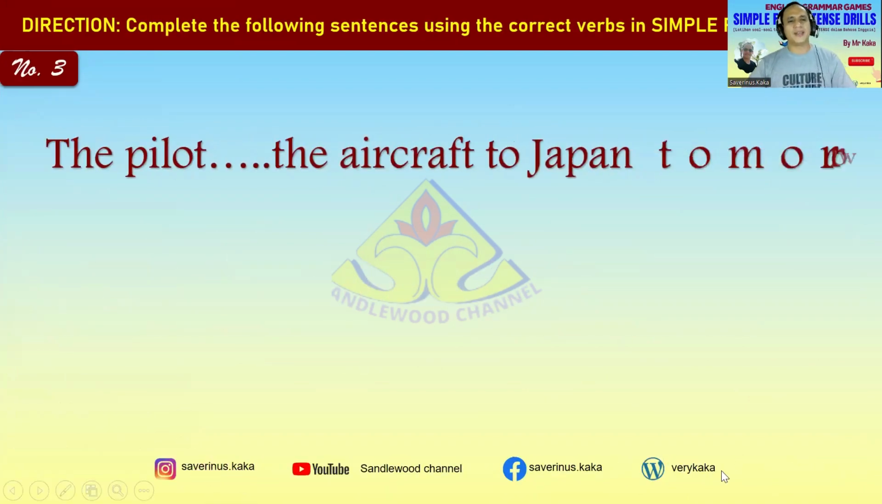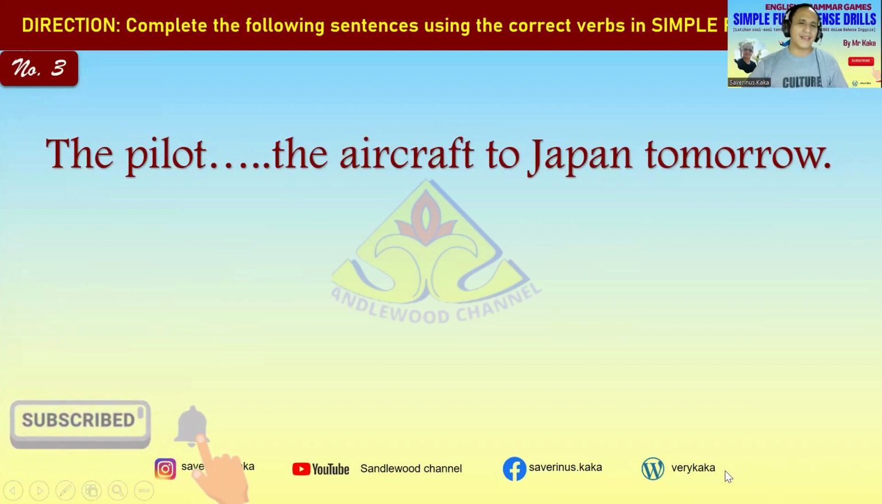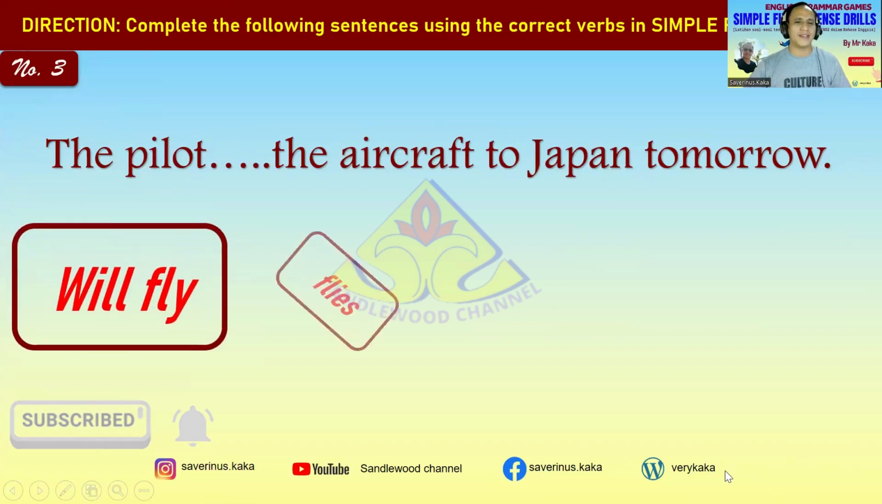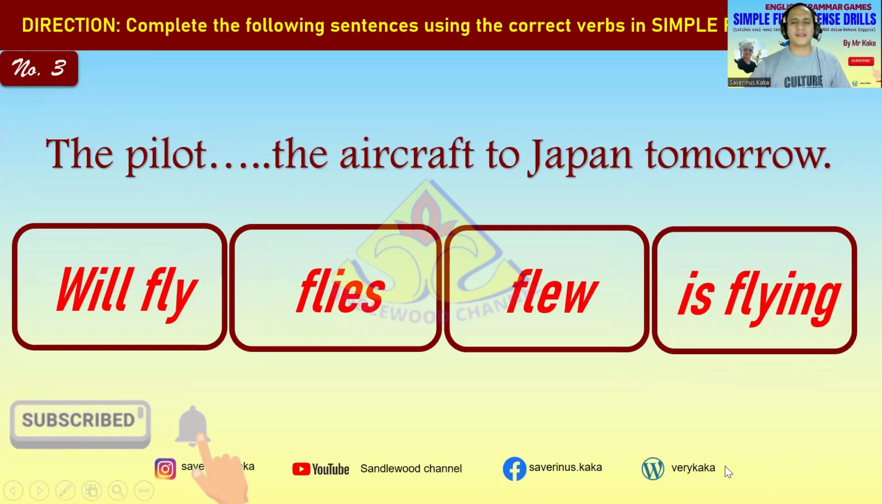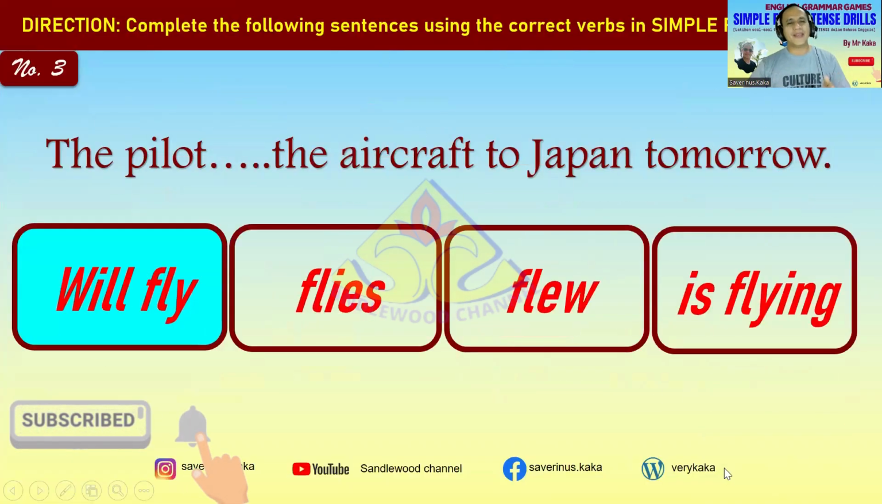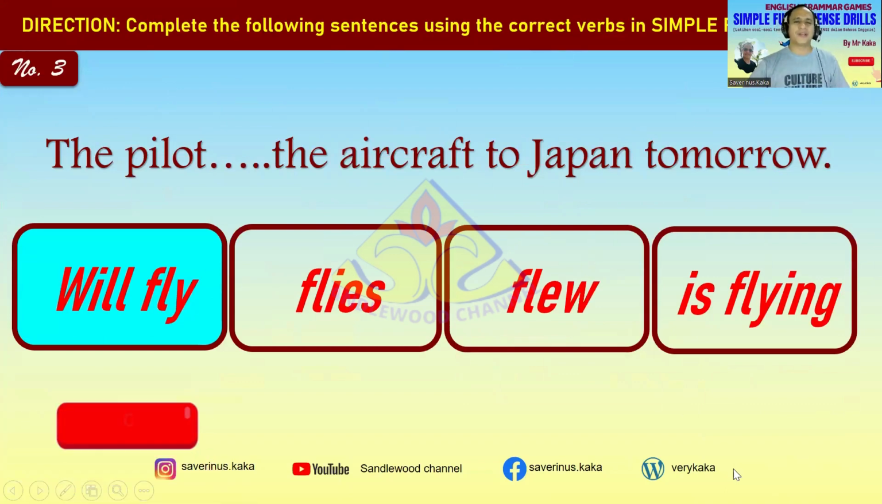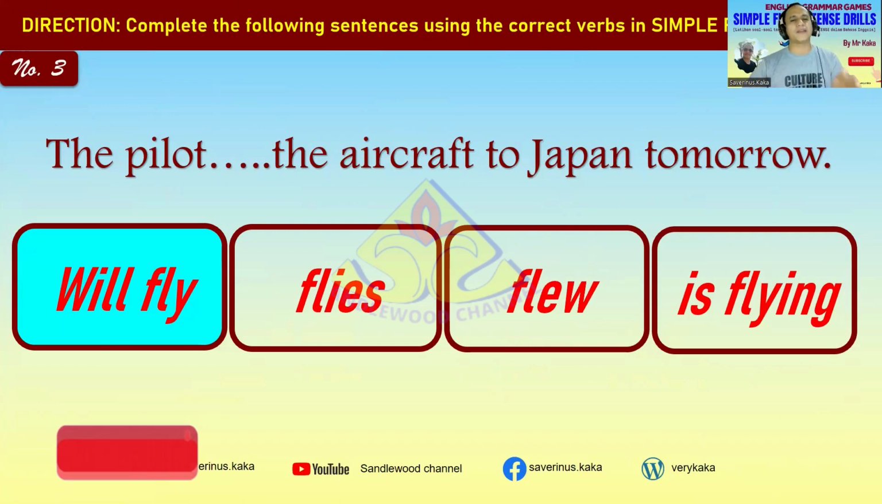In question number 3, the pilot, blank, the aircraft to Japan tomorrow. Which one is the correct answer? Is it will fly, flies, flew, or is flying? Which one is the correct answer? Check it out. The correct answer of this question is, the pilot will fly the aircraft to Japan tomorrow. Pilot itu akan menerbangkan pesawat itu menuju Jepang besok. Will fly, akan menerbangkan. Now question number 4.